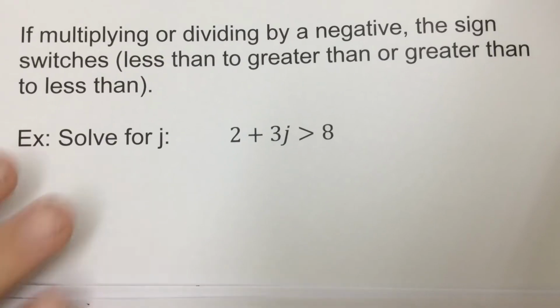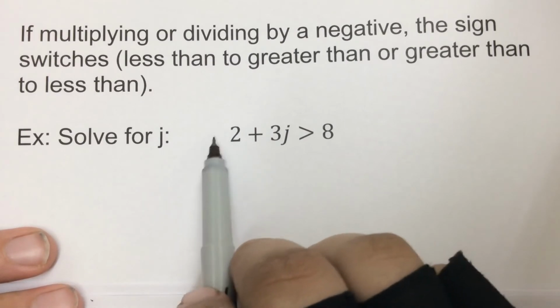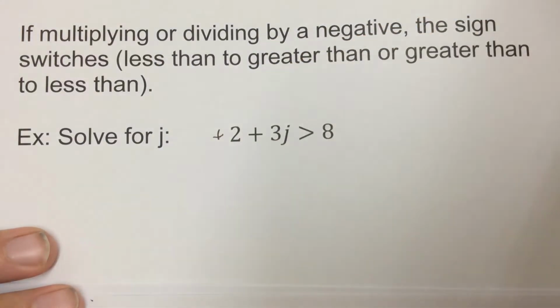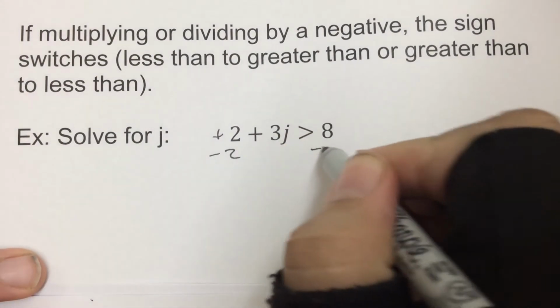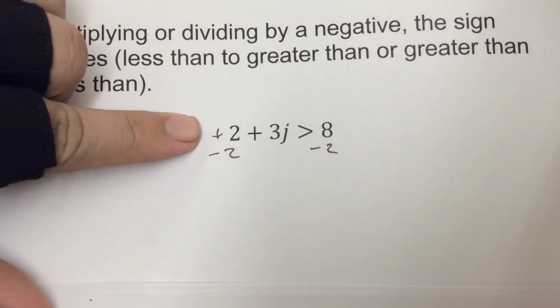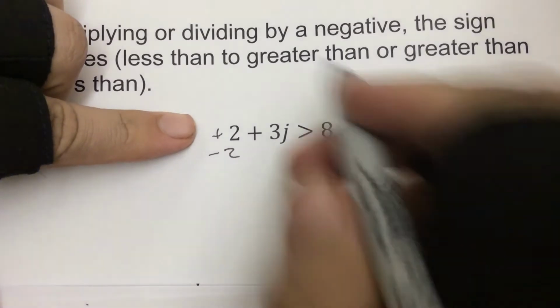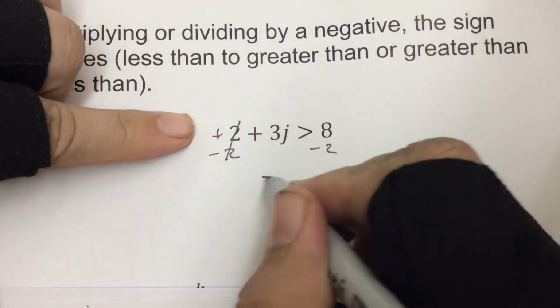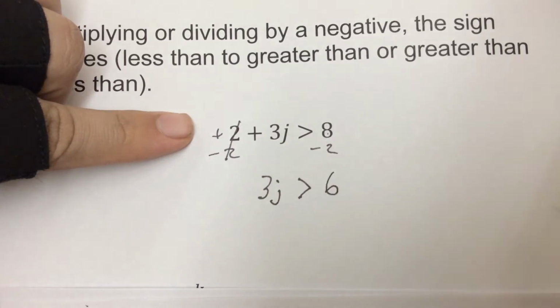So first one here. Again, remember, we did this with equations. If there's no sign here, technically this is a plus. So the opposite of plus would be to subtract 2. Again, we get rid of the plus first. That's our first thing. So we're doing order of operations backwards. So we're starting on the bottom. We get rid of anything added or subtracted first. So that's gone, and we bring this down. So 3j greater than 8 minus 2 is 6.